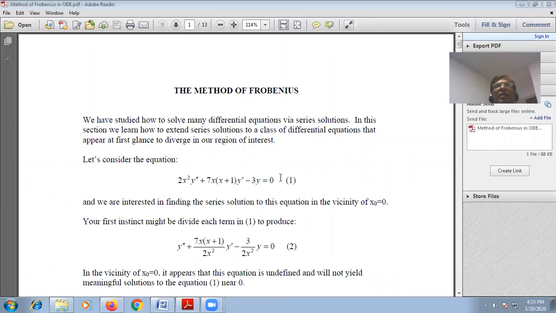Please note this as equation 1: 2x squared y double dash, meaning second derivative, plus 7x into (x minus 1) into y dash, meaning first derivative, minus 3y is equal to 0. This is equation 1. And we are interested in finding the series solution of this equation in the vicinity of x naught equal to 0.